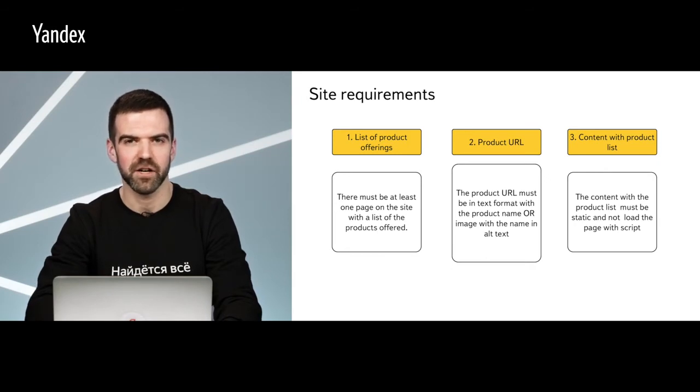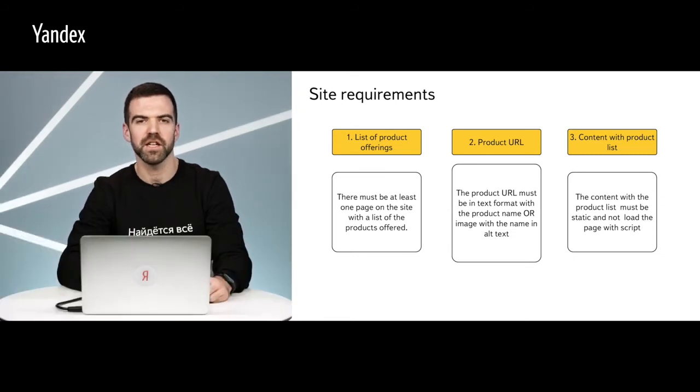For your ads to generate correctly, the three following conditions must be fulfilled. 1. The site must have at least one page with a product list. 2. Each product's name must also be a link to its own page. The link can also be a photo of the product described in alt text that appears when the cursor hovers over the image. 3. The content with the product list must be static and not load the page with script, meaning the products must appear in the HTML code of the catalog's page, since it is the page's HTML code that the bots parse. Let's take a look at each case separately.